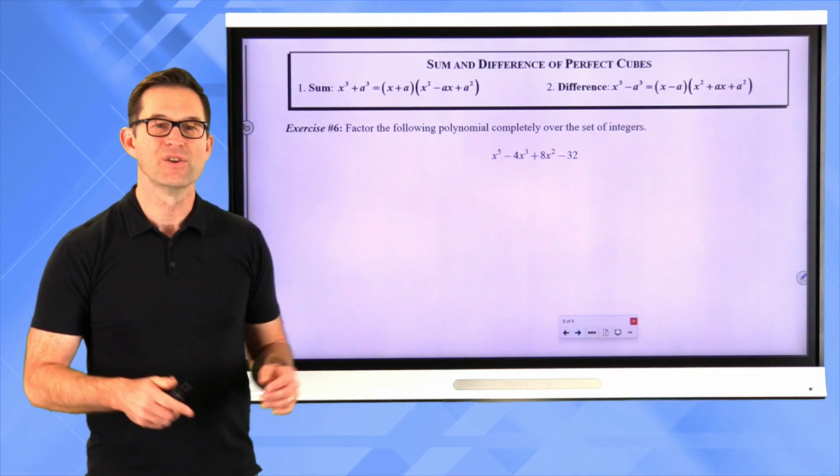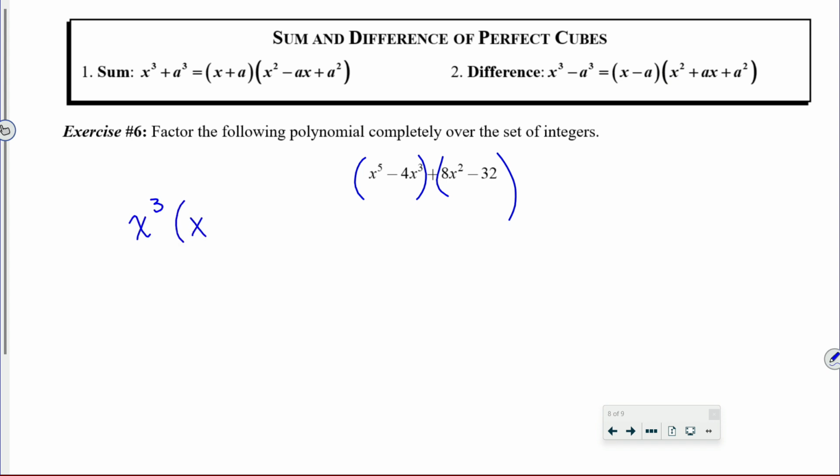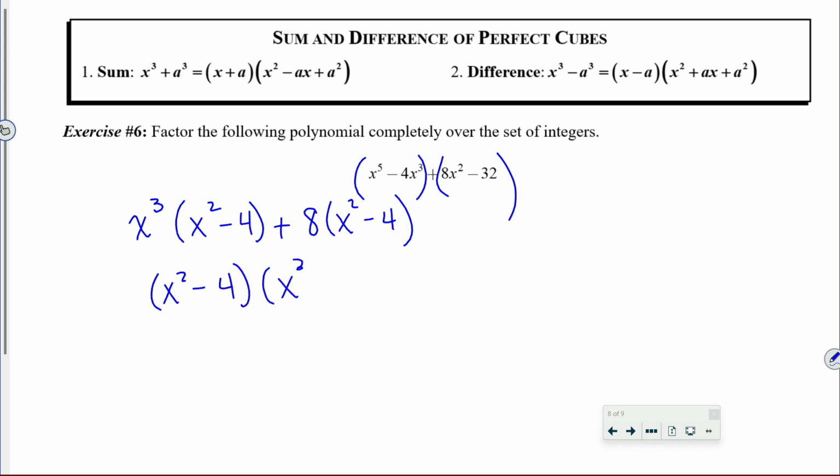All right, let's do it. So the first thing I'm going to do is group these 2 terms and these 2 terms. In the first 2 terms, I can factor out an x cubed, which will leave me with an x squared minus 4. In the second 2 terms, the best I can do is factor out an 8, which will also leave me with an x squared minus 4. That means I can then factor an x squared minus 4 out of both of those and be left with x squared minus 4 times x cubed plus 8.